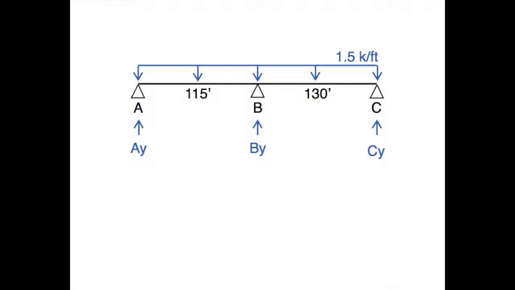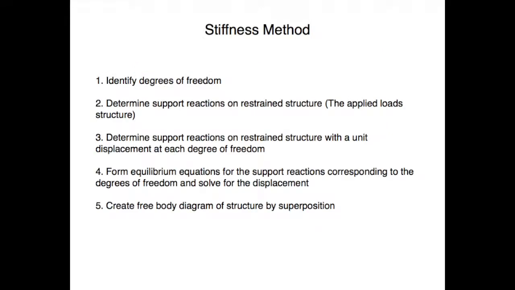We're going to utilize the stiffness method in order to identify the values of the support reactions. The stiffness method begins with the identification of the degrees of freedom. Recall that a degree of freedom is considered as any unrestrained displacement at a joint.